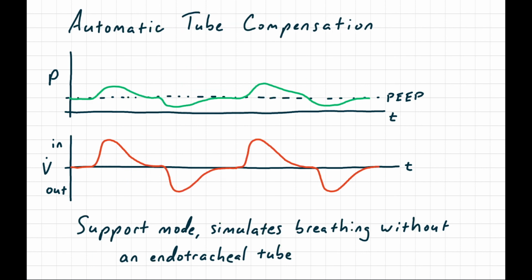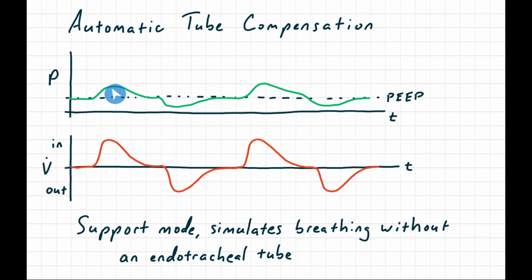Next, let's look at automatic tube compensation. In this mode, the ventilator computer basically runs Ohm's law of resistance many times per second in the background to compute how much resistance the endotracheal tube is adding to the pulmonary system. The ventilator then adjusts the circuit pressure to compensate for that added resistance.